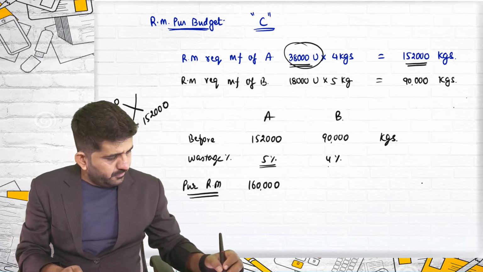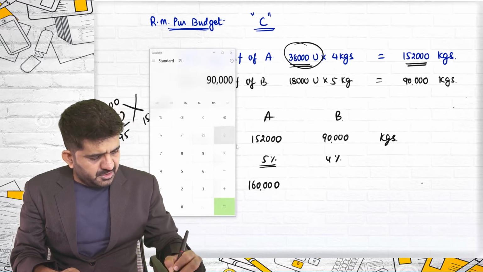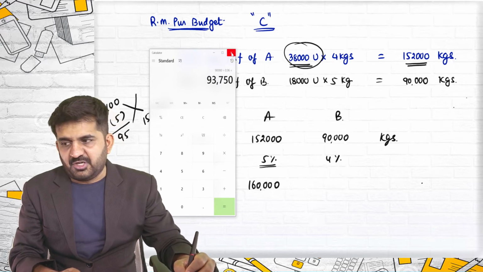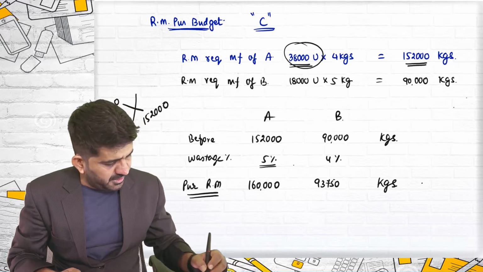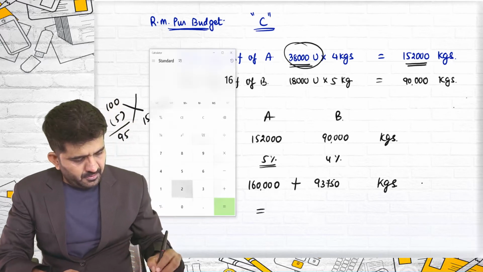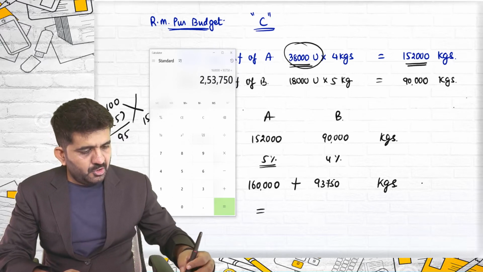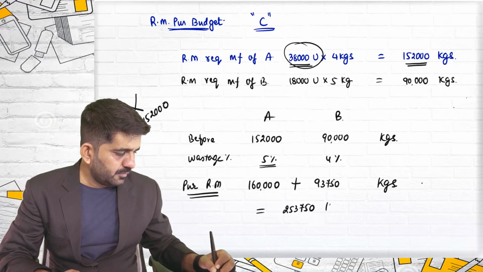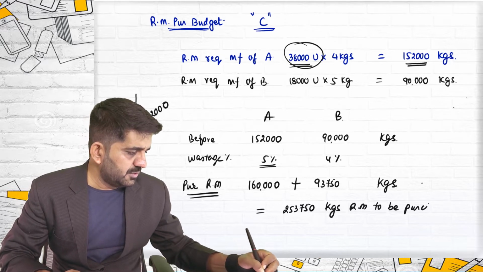And B, in the same manner, right? Now, if you want a shortcut, I'll give you: it is 90,000 divided by 96%. It is 93,750. And the answer will still remain in kgs. Total raw material to be purchased is 1,60,000 plus 93,750, which is 2,53,750. Raw material to be purchased.